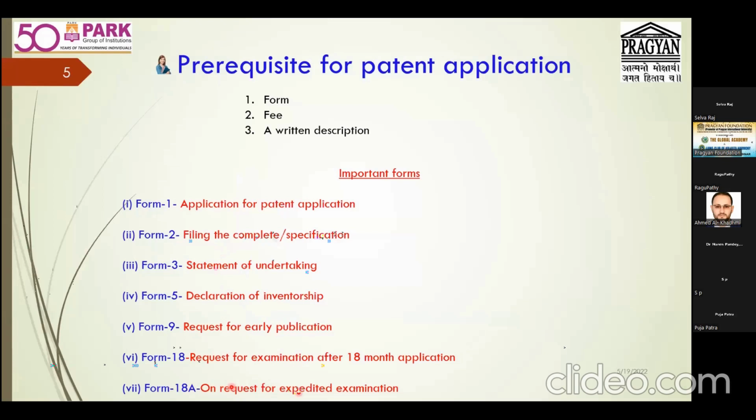When we go for form number 18A, it is a request for expedited examination. This means we can apply for this kind of form only through the internet. We can apply for other forms either offline or online, but when we come across form number 18A, we can apply only online. So keep that in mind.